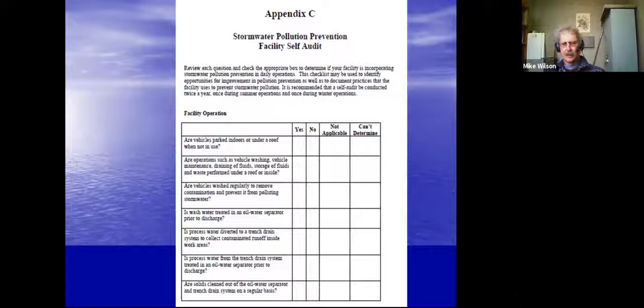Again, this is just an example of a form for your facility self-audit that you need to do every 1 to 3 years. And here you can see it looks like it's actually for a shop, a maintenance shop, a mechanic shop. Are the vehicles parked indoors or outdoors or under a roof? What about vehicle washing, maintenance, et cetera on this list?